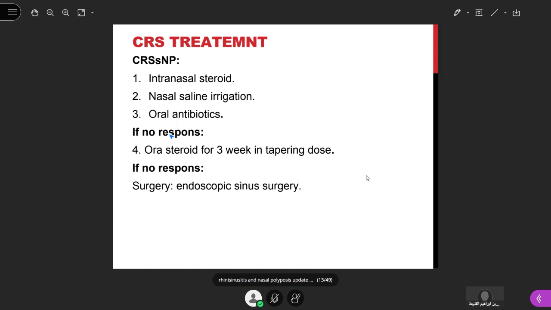Chronic rhinosinusitis with nasal polyposis, you have to treat the patient with maximum medical treatment. We use intranasal steroid, nasal irrigation, oral antibiotic, then oral steroid for 3 weeks. If all these fail, the patient can go for endoscopic sinus surgery. Plus, sometimes we need to prepare the patient for the sinus surgery by using the oral steroid.